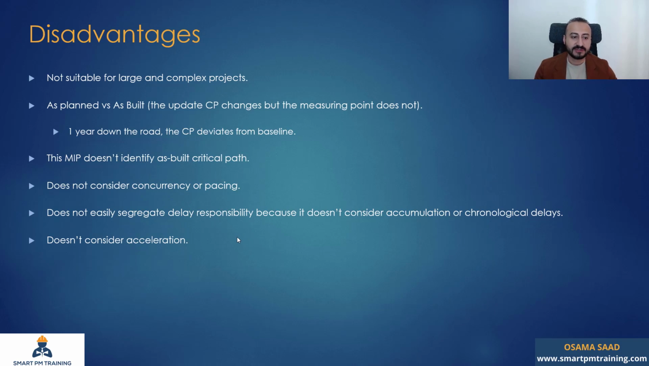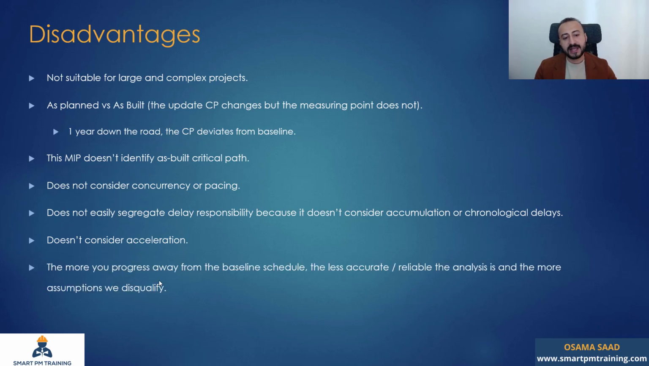There is no chance to calculate or identify acceleration. For example, one activity ended up in delay. That's all you can see right now. But maybe in between, if the activity took 2 weeks, maybe you were in delay for some time, then you have done some acceleration, then you are in delay again. So these dynamics are helpful to segregate delay responsibility and calculate concurrency and acceleration as well.